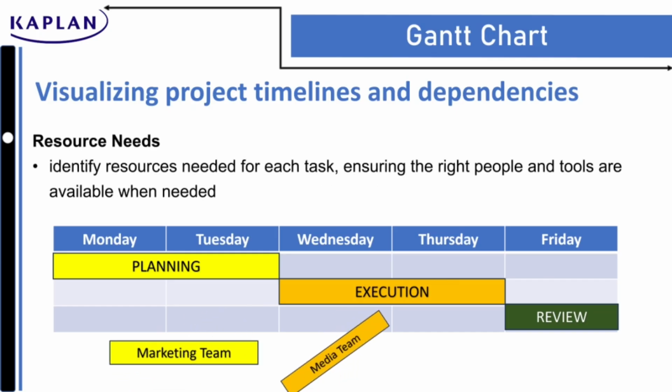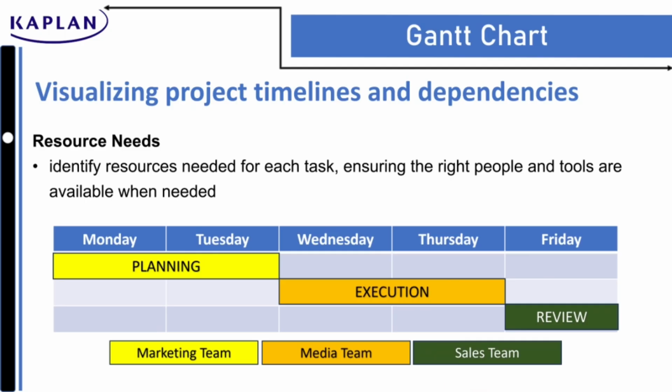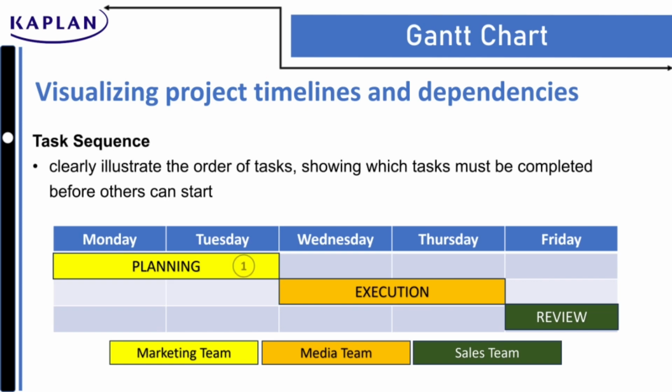Resource needs. Planning isn't just about time, it's also about resources. Gantt charts help to identify resource requirements for each task, ensuring that the right people and tools are available at the right time. Task sequence. The order in which tasks are completed is crucial. Gantt charts excel at illustrating the task sequence, making it clear which task needs to be finished before others can begin.